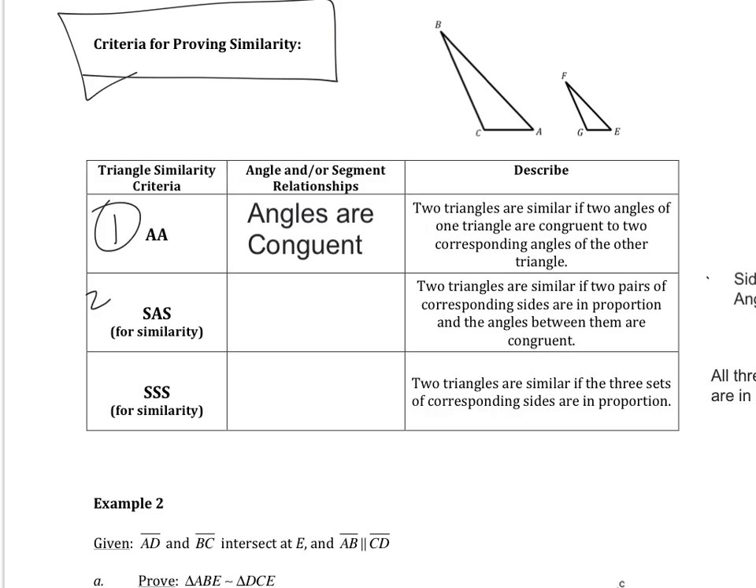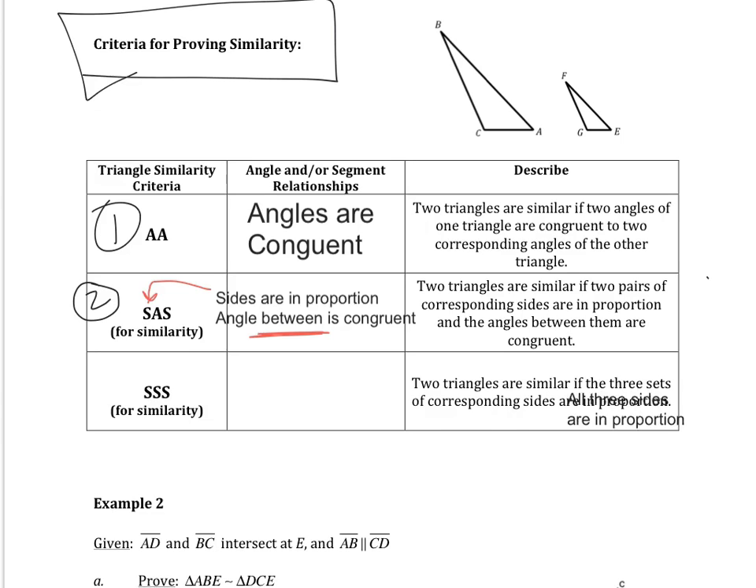The second one is number 2, and this is side, angle, side for similarity. So what's going on here is that the sides are in proportion, and the angle between the two sides, notice the A is right smack in the middle between the two sides, is congruent. So that's another way to prove similar triangles.